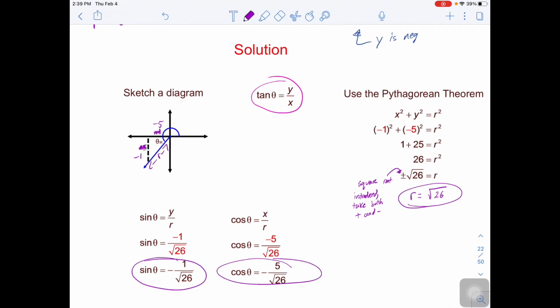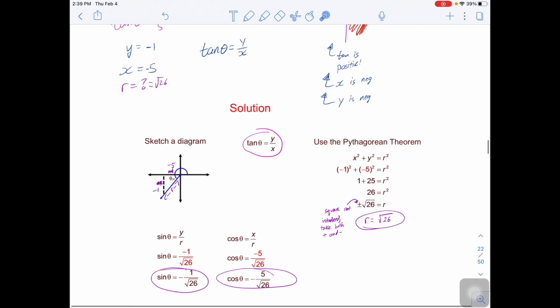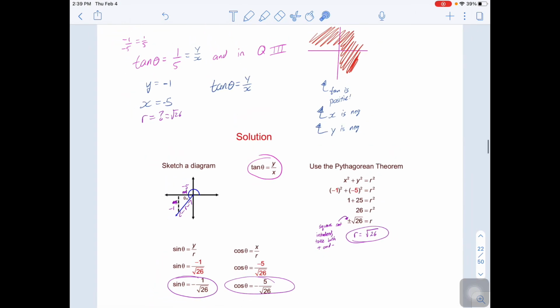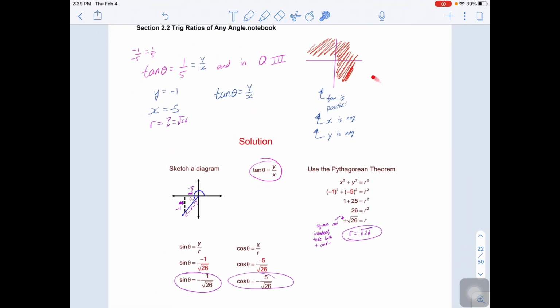So hopefully I was able to clarify any misunderstandings if you did look at the solution and you didn't understand it. You always got to walk yourself through some things here though. Remember that this diagram was written a little off. This should have been -5 and this should have been a -1. Always remember that r is positive, and consider the fact that x is negative in quadrant 3, y is negative in quadrant 3. So you might have to extrapolate that information with what you're given.